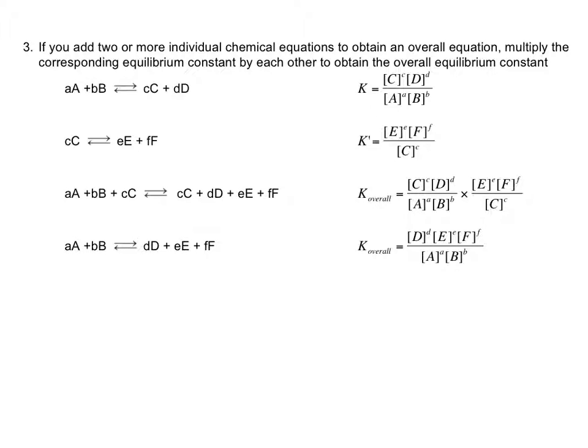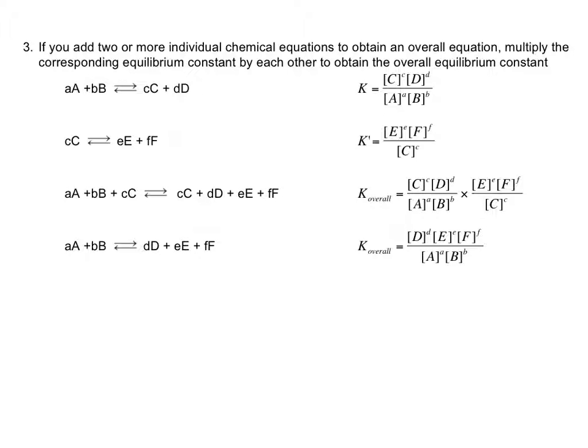Right. The final one is if you add 2 or more individual chemical equations to obtain an overall equation, you multiply the corresponding equilibrium constants by each other to obtain the overall equilibrium constant. So here, if we have A plus B goes to C plus D, like we've been using, and now let's say we have another reaction that we're interested in, and that's C goes to E plus F, with the coefficients little c, little e, and little f, then the equilibrium constant for that new reaction is [E] to the e times [F] to the f over [C] to the c, right?